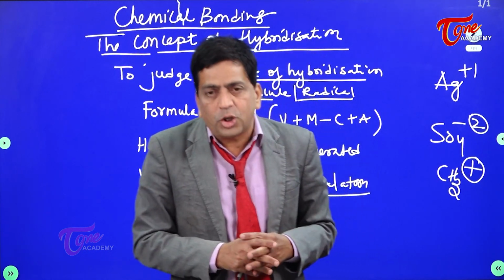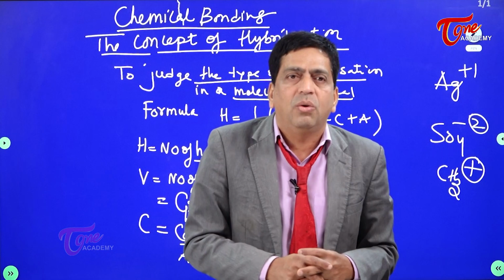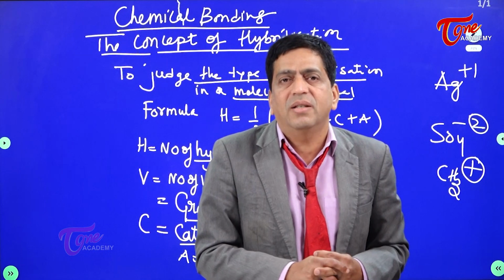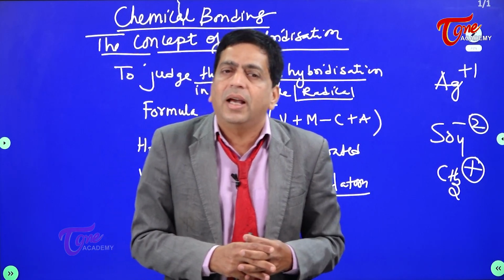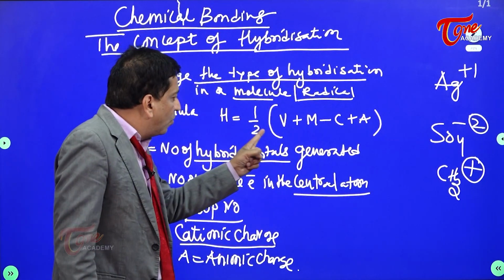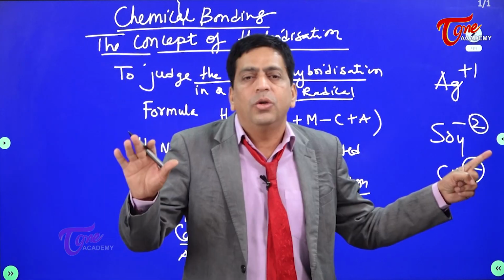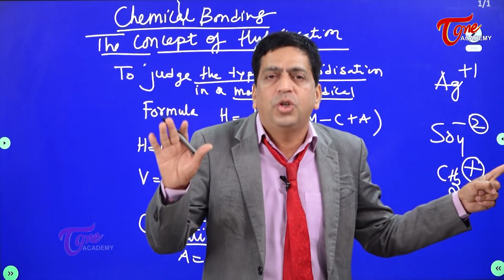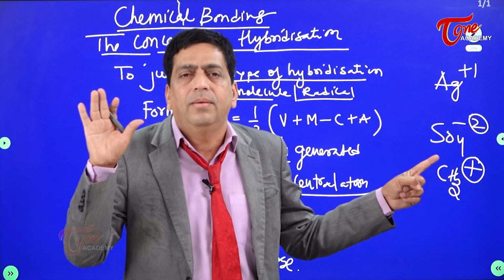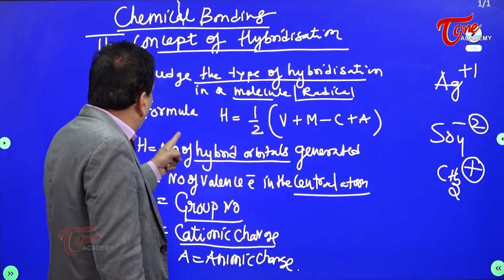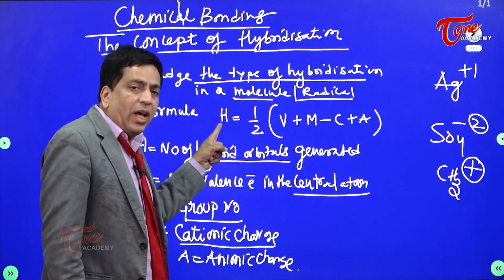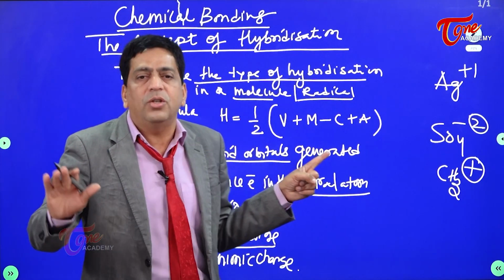The other question people will ask is, you have hundreds of species, hundreds of molecules, so in which atoms does which hybridization take place? Can you make it simple? Yes, I have made it simple for you. Look into this. H is equal to half into (V plus M minus C plus A) is the formula you need to use to judge hybridization in a particular molecule or a radical. What is H? The number of hybrid orbitals generated. If you can know the value of H, we can judge the hybridization in it.